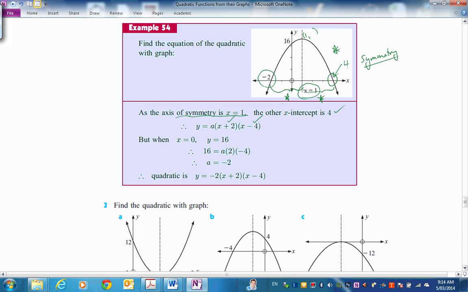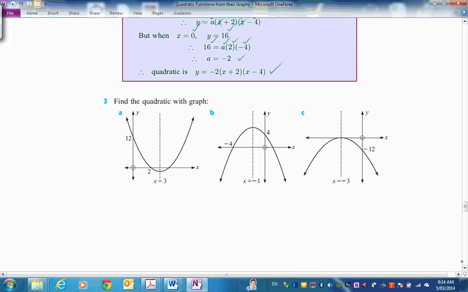Rather an interesting one. Don't forget the a. Now we look for a point. Oh yeah, x is 0, y is 16, same as before. 16 equals a, put x is 0 in here, times 2 by neg 4. So a would be neg 2, and the quadratic would be this one. All right, have a go using that approach now.